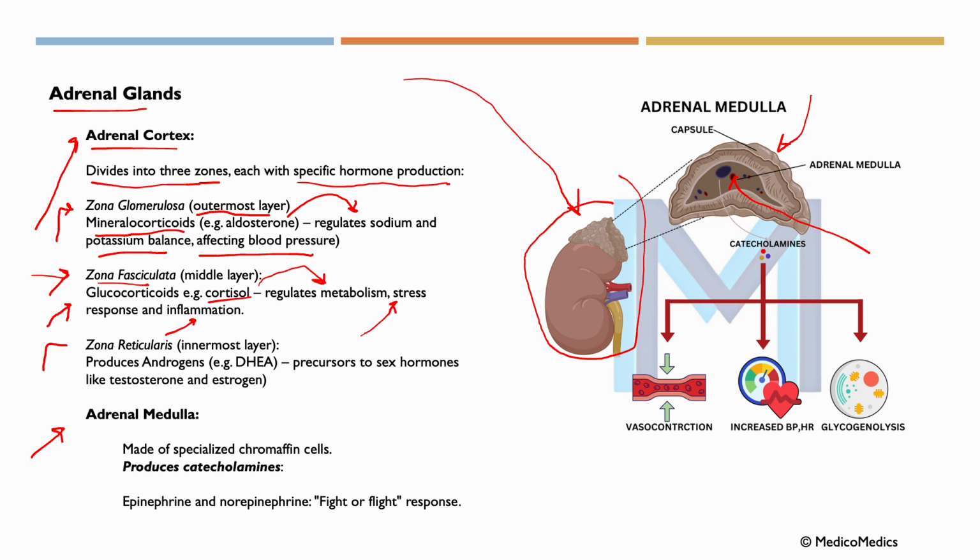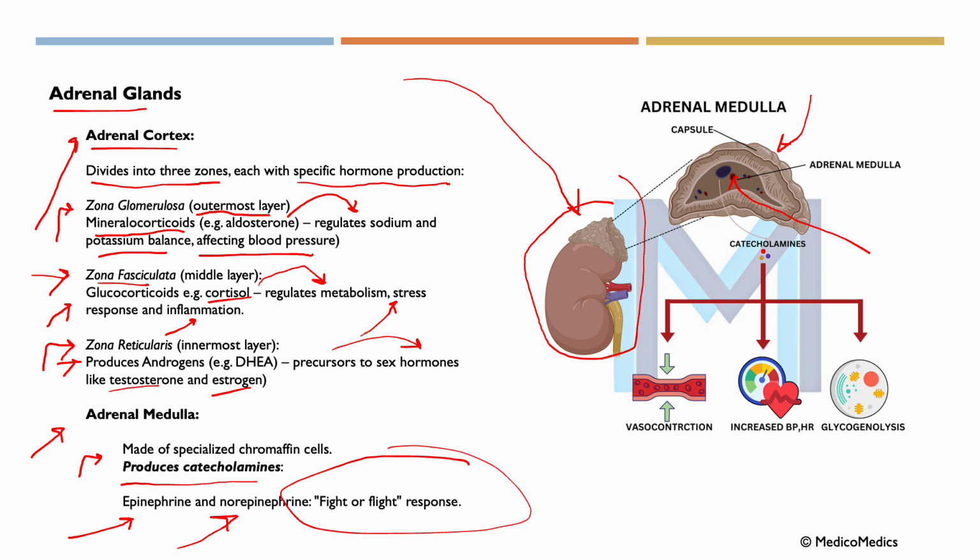And the innermost layer is the zona reticularis. This is where androgens are produced. So these are precursors to sex hormones like testosterone and estrogen. Now, the adrenal medulla is made of specialized chromaffin cells. And the adrenal medulla is where catecholamines are produced. So epinephrine and norepinephrine, crucial in our fight or flight response.